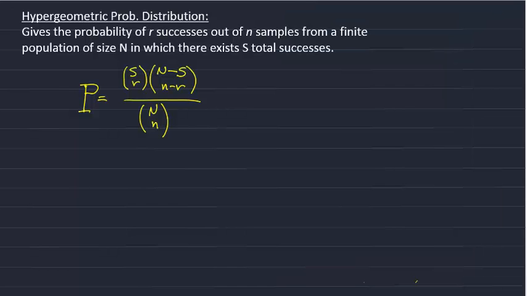Okay, so those are 2 examples, and the next video will run you through one more example of conditional probability.